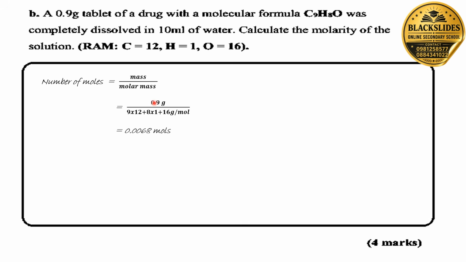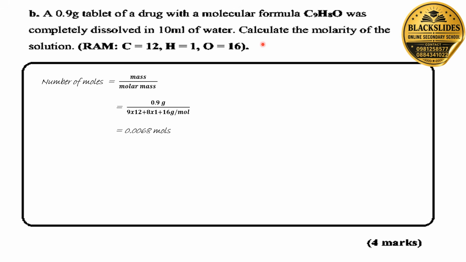So if you do your calculation correctly, you should be able to get 0.0068 moles. Let me ask you to verify this with your calculator. Make sure that it comes to 0.0068 moles. So this is the number of moles that have to be dissolved in 10 mL of water.